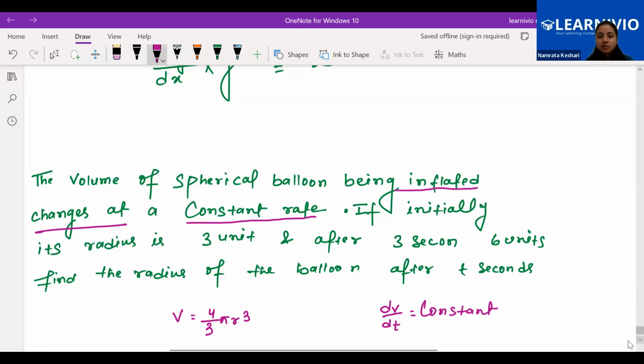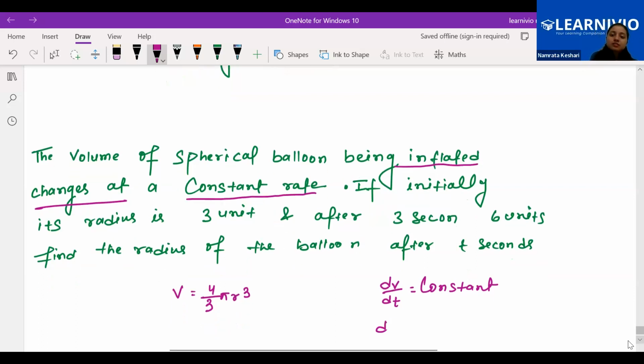Differentiation of 4 by 3 pi r cube. Exactly. It is given that dV/dt is equal to K. It is given already. So we will take the derivative on both sides. So dV/dt will be 4 by 3 pi into the differentiation of r cube with respect to t, which is 3r square, and then dr by dt.